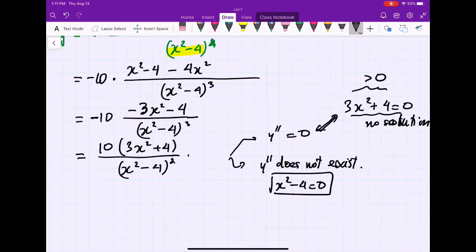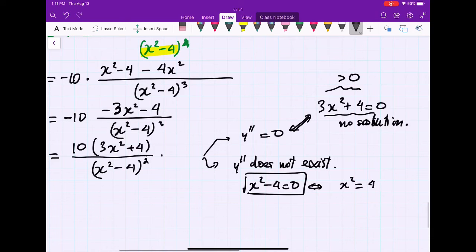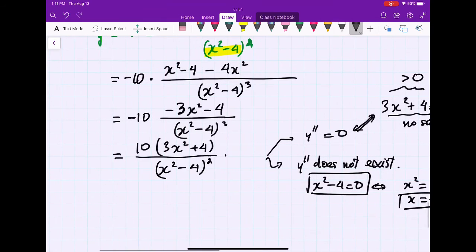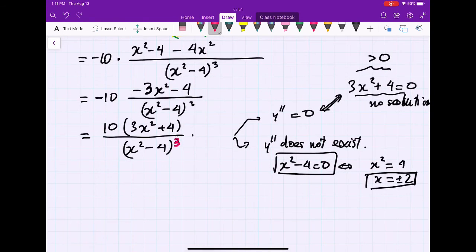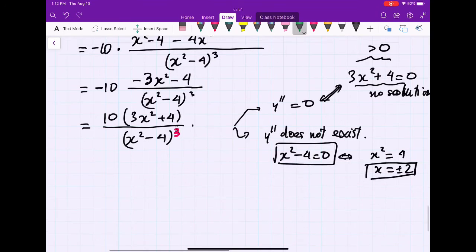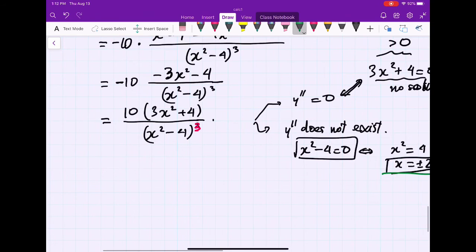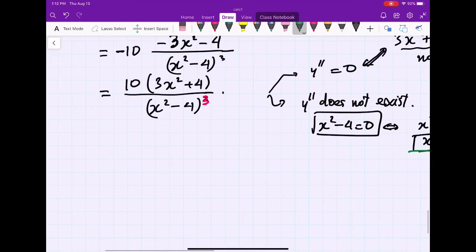But we still need to determine them, right? So you have x squared equal to 4 and then x equal to plus or minus 2. At these 2 points, the function is not defined and the second derivative is not defined. I think I did something wrong here, so here it should be 3, not 2. Okay, now given that the function does not have any inflection point, we still need to consider the sign of the second derivative. So we have plus and minus 2 here. What are they?